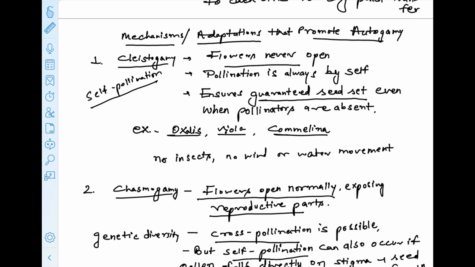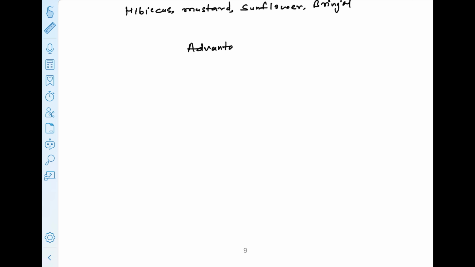And a point to be noted, cleistogamy is very useful in unfavorable environments because no insects are present in extreme seasons. So what are the advantages of autogamy?